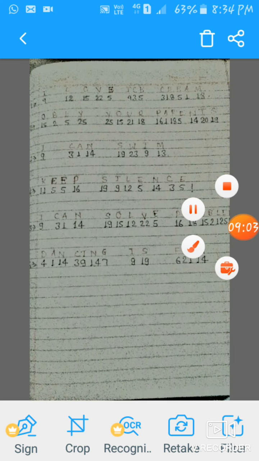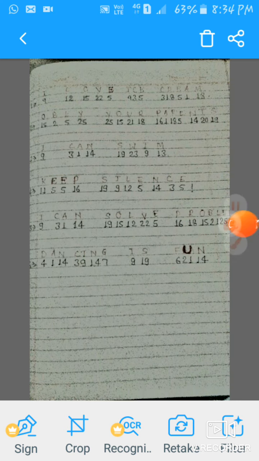You can do the same with the next one. Okay. Here is 15, 2, 5, 25, 25, 15, 21, 18, 16, 1, 18, 5. Here is your message in a correct sentence: Obey your parents. Okay. Obey your parents. It is very easy. You can do it very easily.